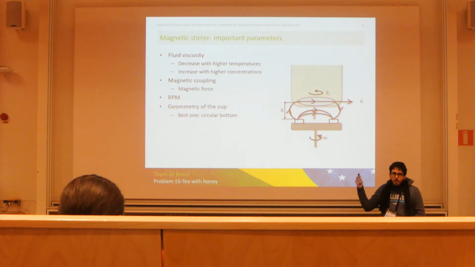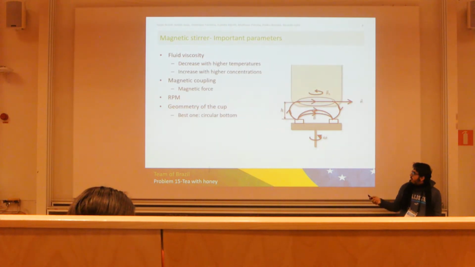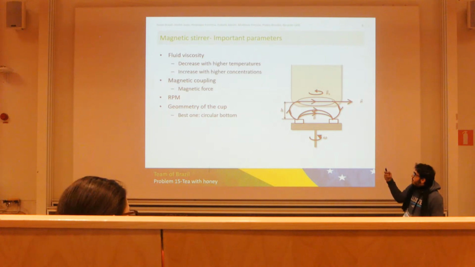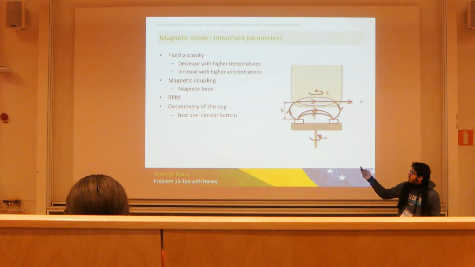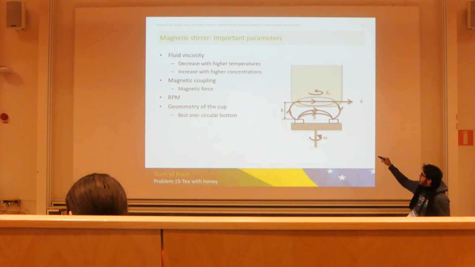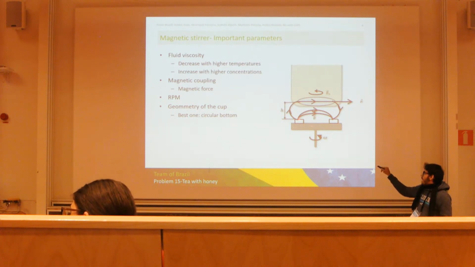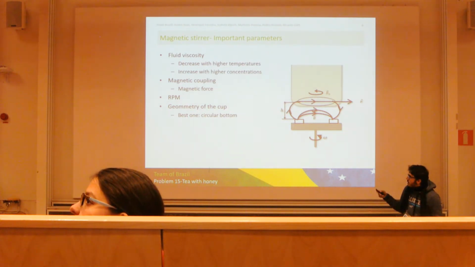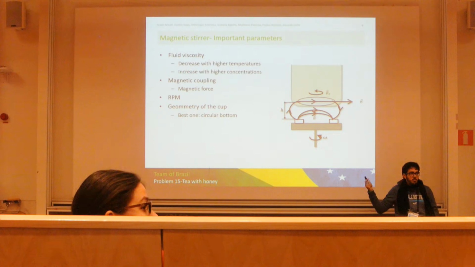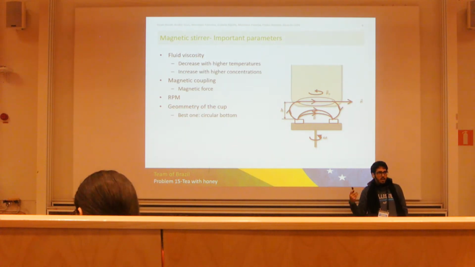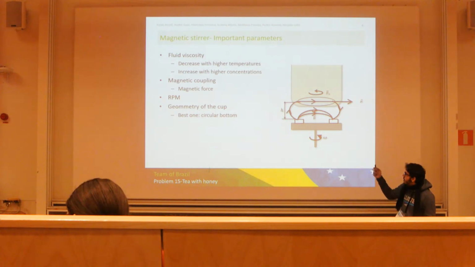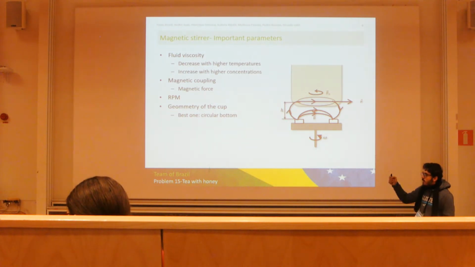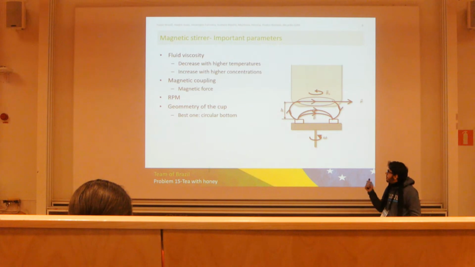So, about the important parameters considering this magnetic stirrer, we consider the fluid viscosity, which decreases with higher temperatures and also increases with higher concentrations. We also consider the magnetic coupling between the magnets at the bottom and inside the cup, the vessel. Also the rotations per minute of these magnets, and also the geometry of the cup, where we consider the best one to be the one with a circular bottom.